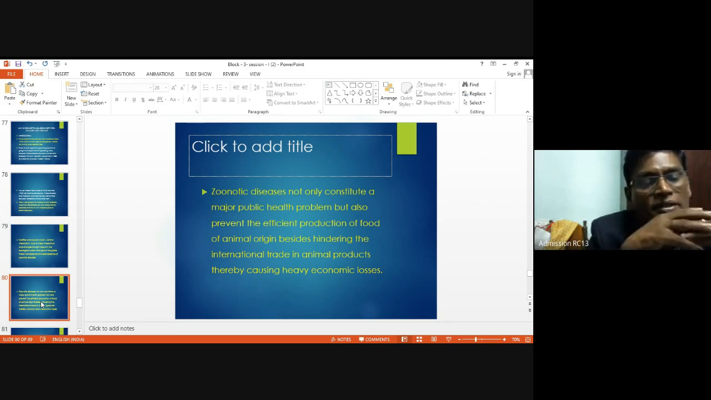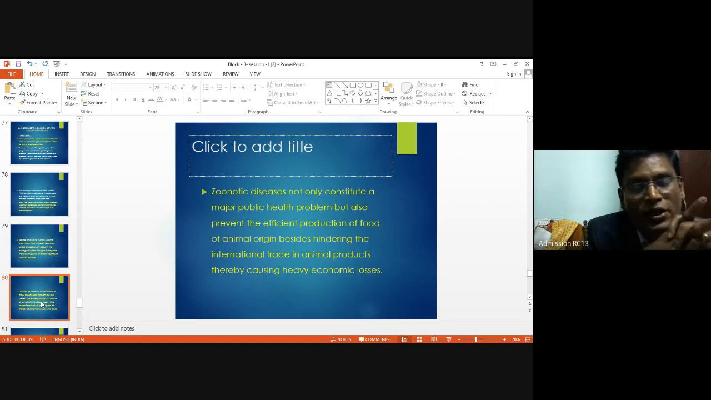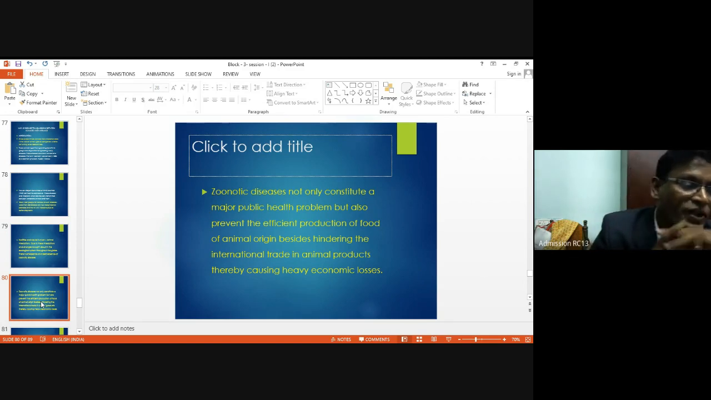What will happen because of these diseases? Some of the diseases which are transmitted by animals can contaminate food production, and this may lead to economic loss in international trade, because any product which is contaminated by these microbes or microorganisms naturally cannot be transported to others, and ultimately it leads to economic losses.